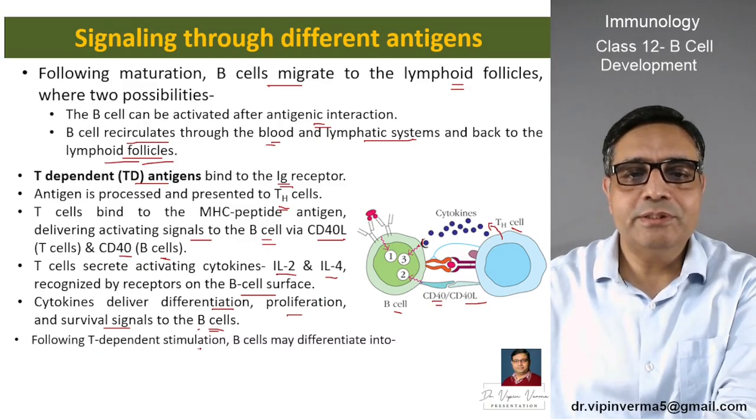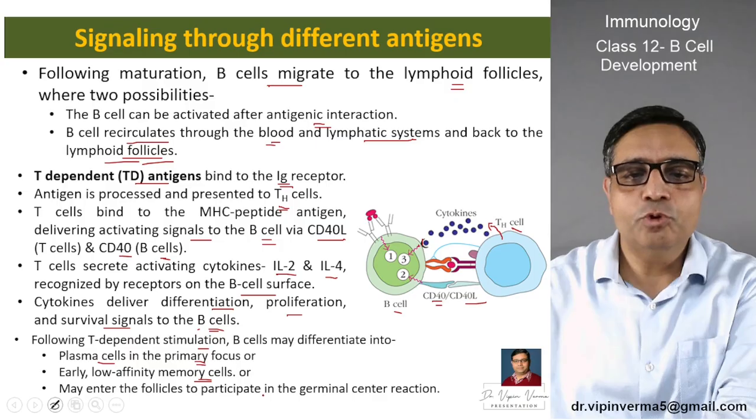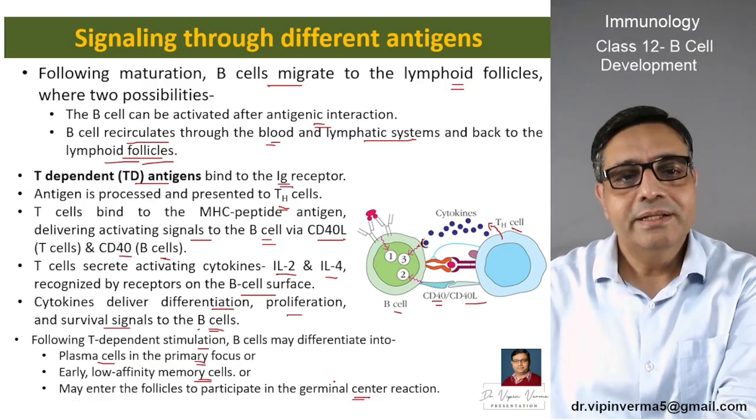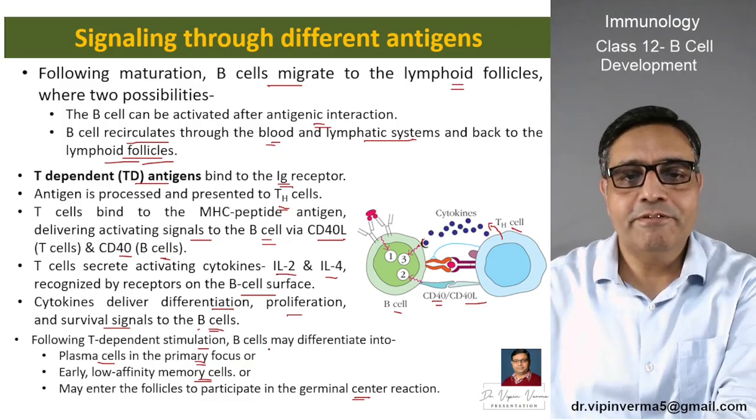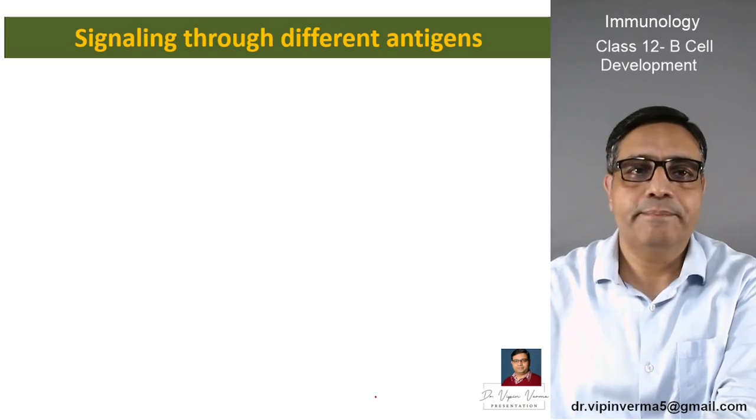Following T dependent stimulation, B cells may differentiate into plasma cells in the primary focus or early low affinity memory cells, or may enter the follicles to participate in the germinal center reaction. Okay, so this can happen. Either they will form the plasma cells at the primary focus, they can form the early low affinity memory cells, or they may enter the follicles to participate in the germinal center reaction. So what is the germinal center? We will see later here.